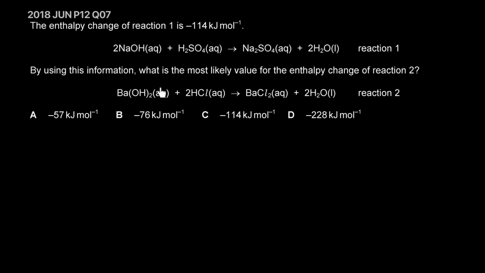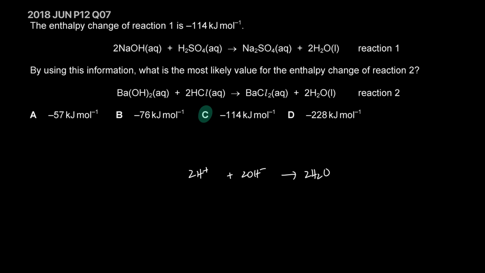2 moles of H plus are being neutralized by 2 moles of OH minus to form 2 moles of H2O. So the enthalpy change is 2 times the enthalpy change of neutralization. So in both reactions, we have 2H plus reacting with 2OH minus to give us 2H2O. Those are the ionic equations for both reactions, which means that both reactions will have the same enthalpy change. We have the same number of moles of water being formed due to neutralization. So both reactions will have the exact same enthalpy change.